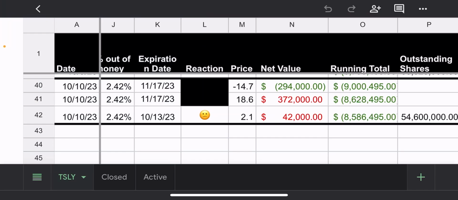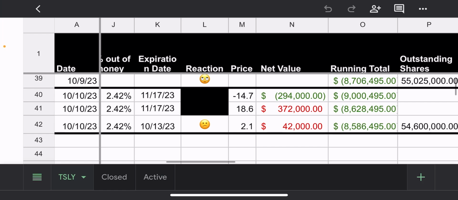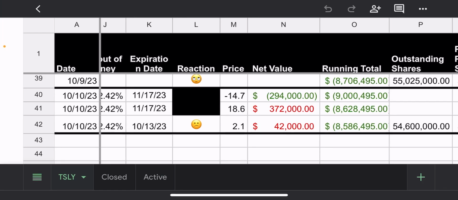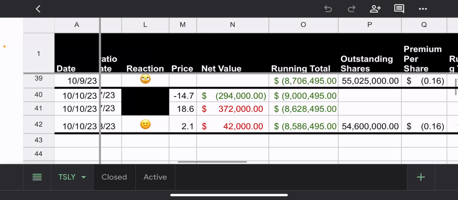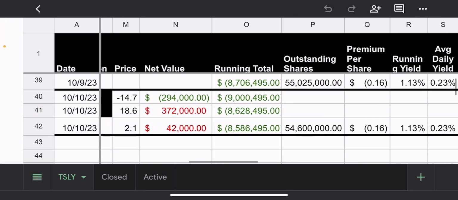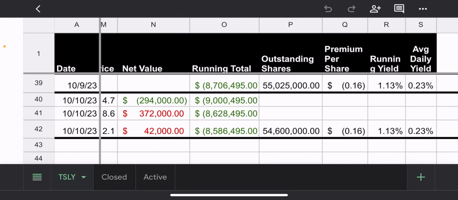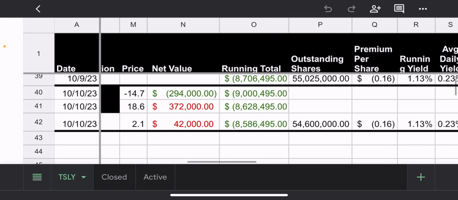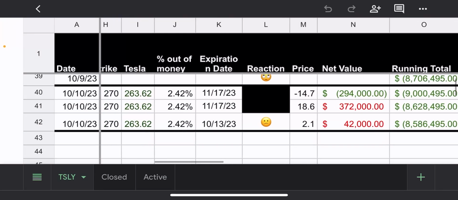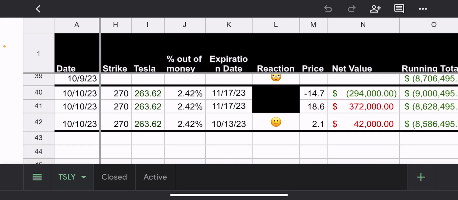But if you look at the outstanding shares, the outstanding shares decreased. So we went from a credit of 8.7 million down to a credit of 8.5 million. So long story short, premium per share did not change. Running yield did not change. Average daily yield did not change. So it really didn't do any damage. I know it's only 200 contracts, but occasionally this will happen, that more shareholders will leave versus come in. It's odd that it happens on TSLY, but it does.